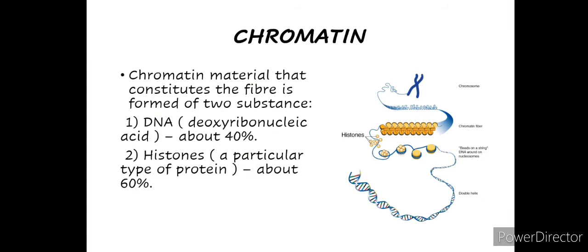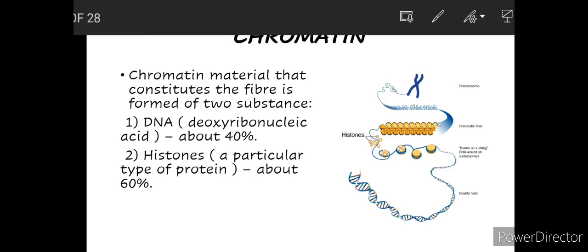See, this is chromatin. We all know that this part is the chromosome, and this is chromatin fibers. This chromatin fiber is also made up of histone proteins and DNA. DNA is 40% and histone protein is 60%. Histone protein is a type of protein, and DNA is deoxyribonucleic acid.